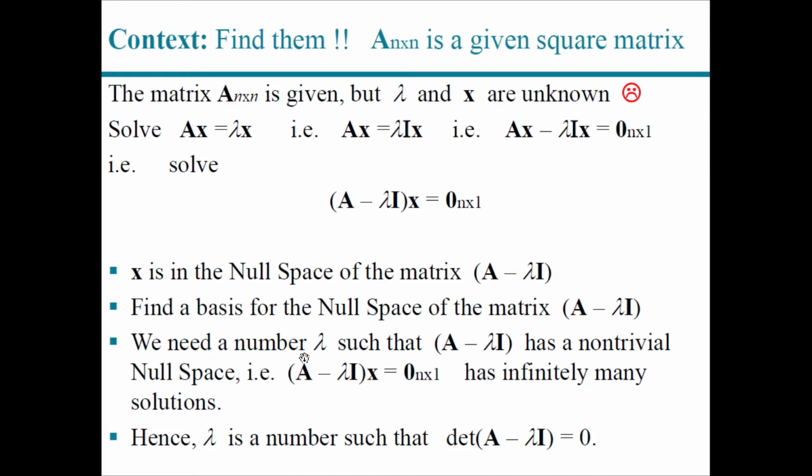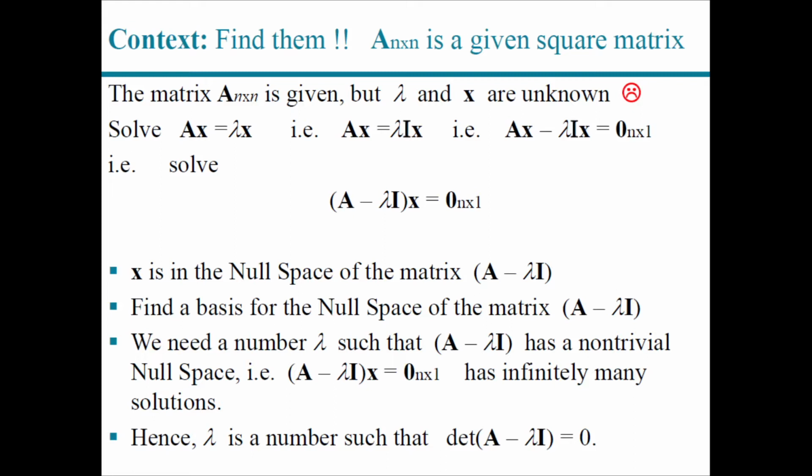So we need to find lambdas such that this matrix, A minus lambda I, has a non-trivial null space. What does it mean? There are infinitely many vectors in the null space. Okay, what does that mean? Well, that means that I would like this homogeneous system with a square matrix, the matrix being A minus lambda I, to have infinitely many solutions. Because if it has only one solution, then that solution is x equals 0, and that's not fun. I would like it to have infinitely many. So I have a homogeneous system with a square matrix, and I want that system to have infinitely many solutions.